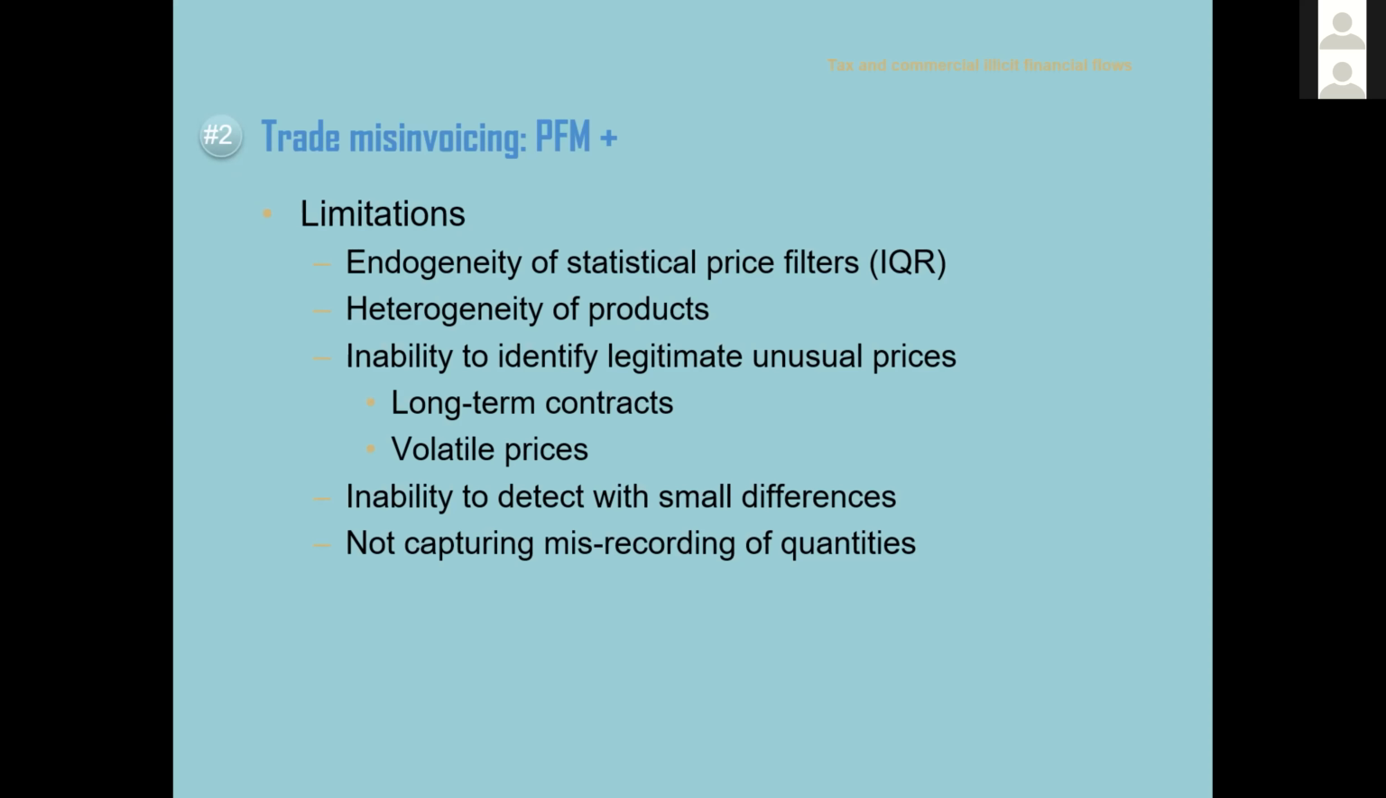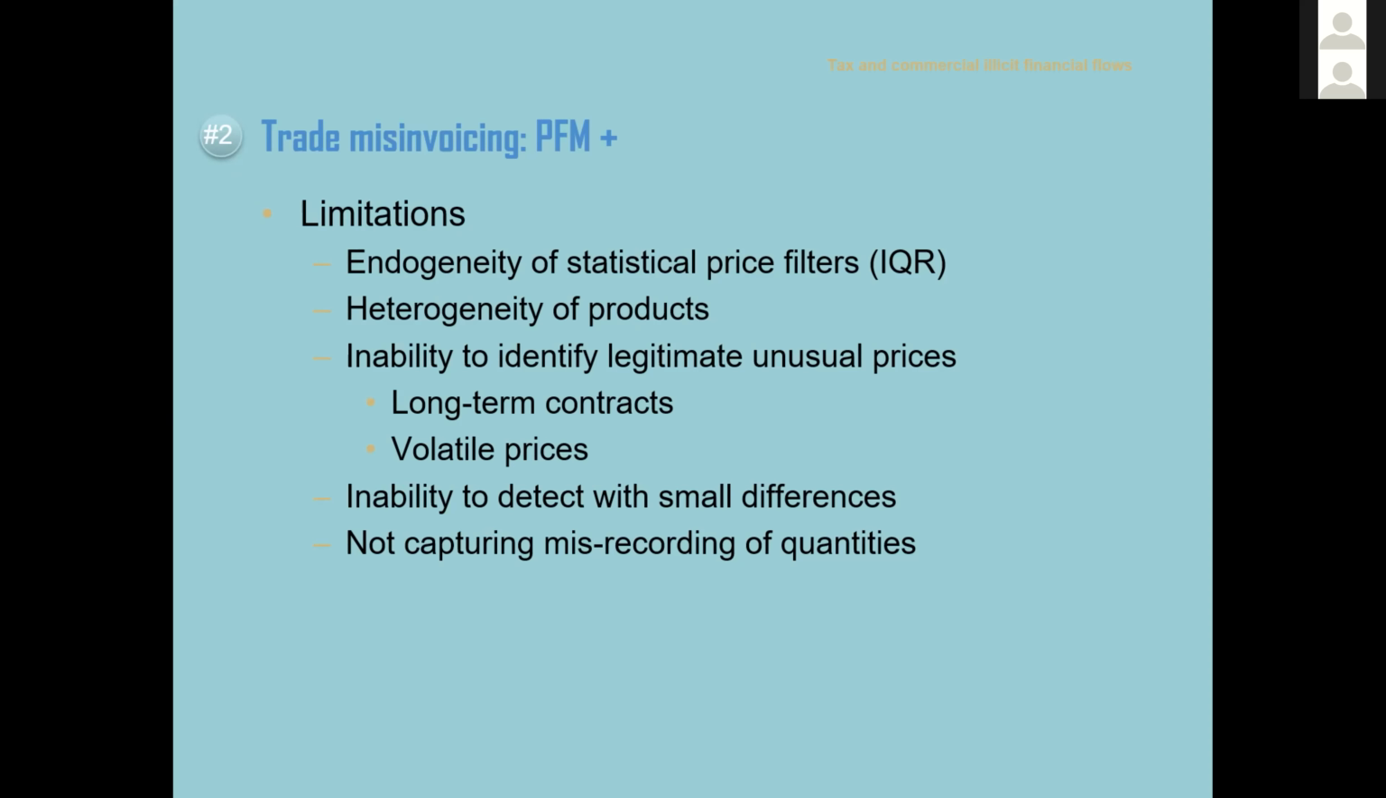There are other ways, of course, but whenever we do this, we say, okay, the lower few percentiles or the quartile and the upper one are deemed abnormal prices, which means that by definition, we will always find prices that are abnormal. So this endogeneity of statistical price filters is a major drawback of this method, and we will look into whether there are options to remedy this limitation.